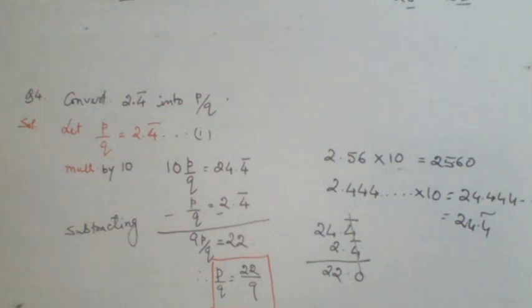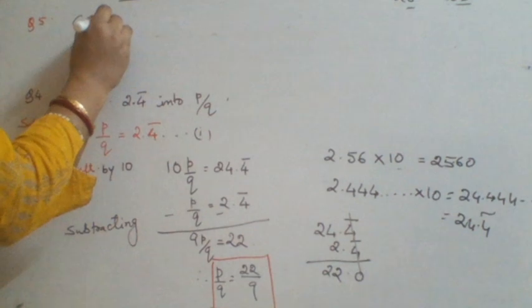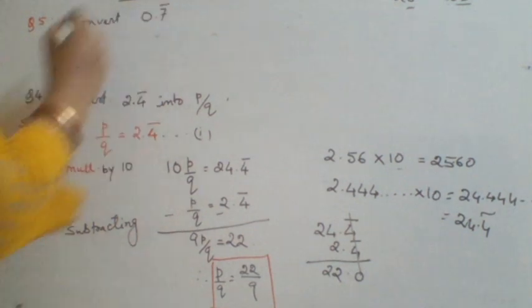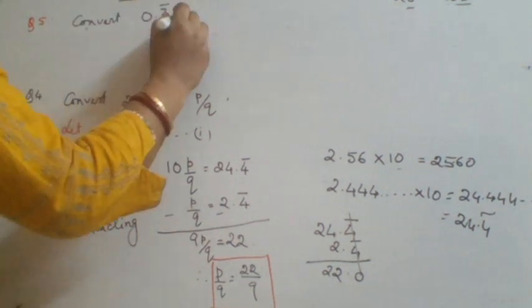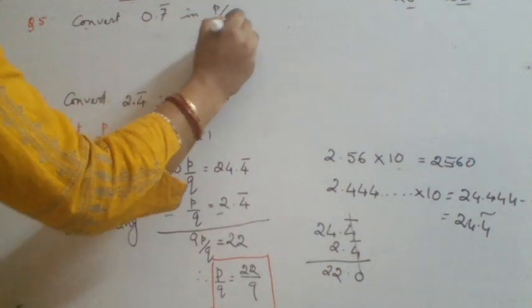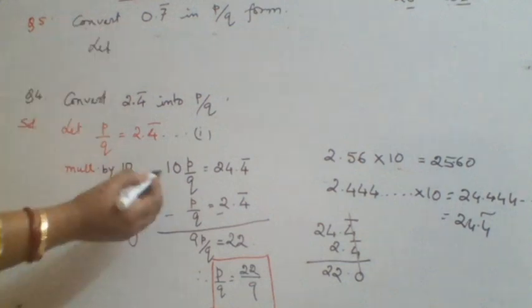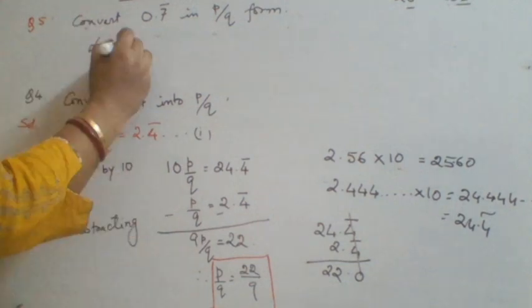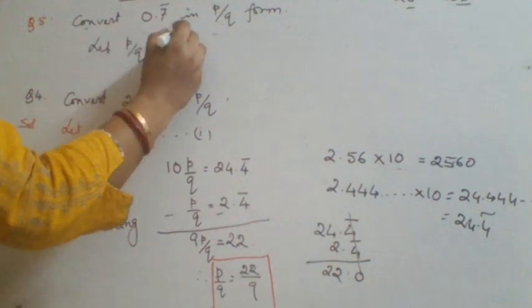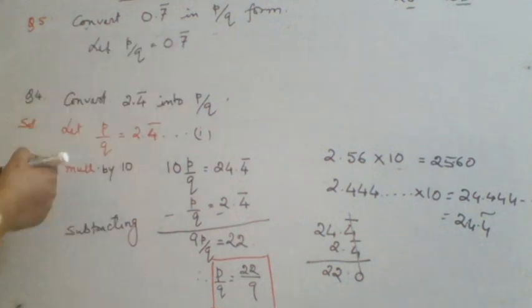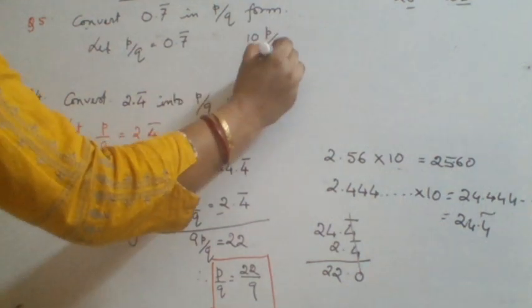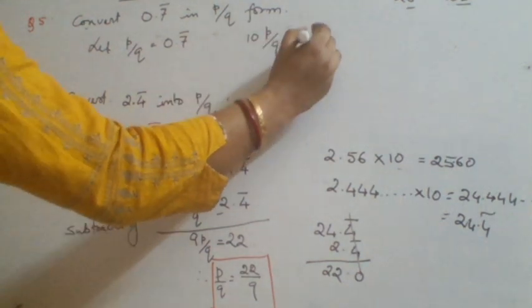Similarly, if you take another question, question number 5, you do it, please. Convert 0.7 bar in p by q form. Right? So we start like this, simply in this manner. Let p by q be equal to 0.7 bar. Because it is one place of decimal that is repeating, we multiply it by 10. We get 10p by q is equal to 7.7 bar.